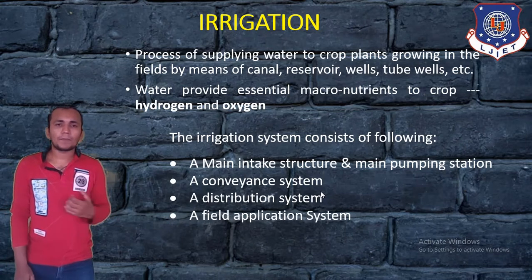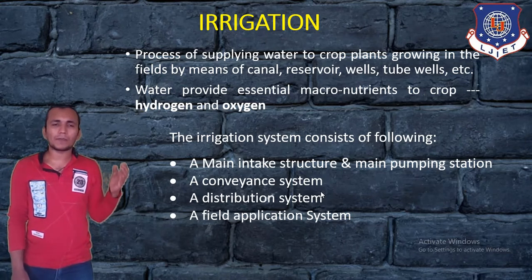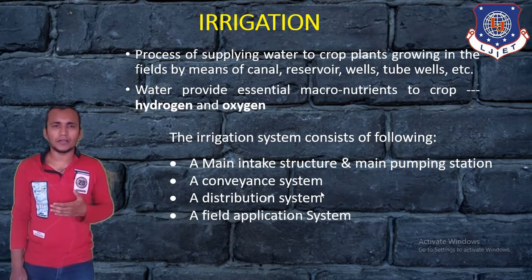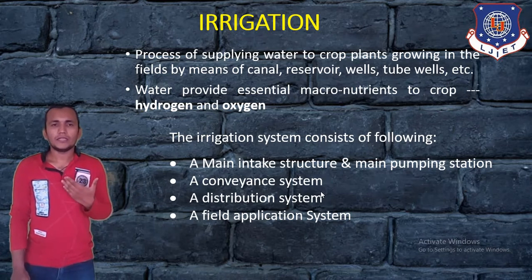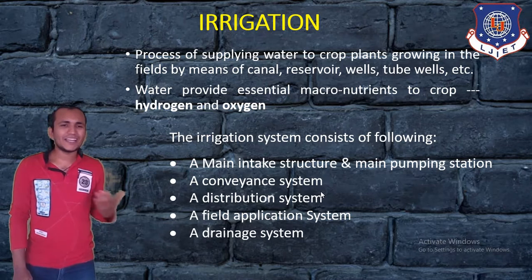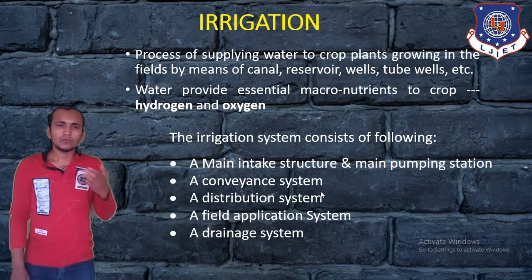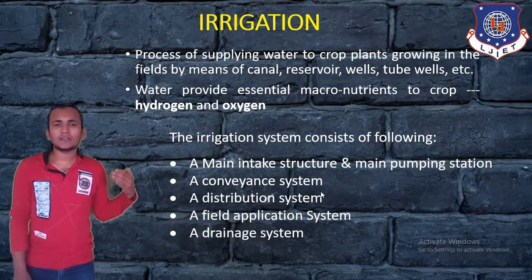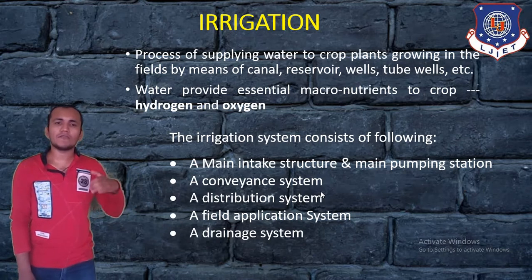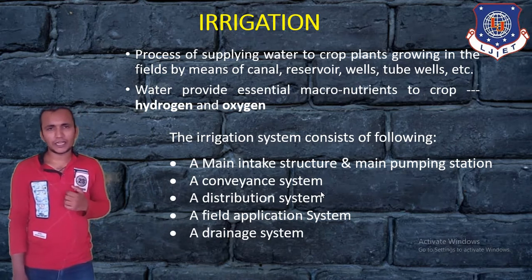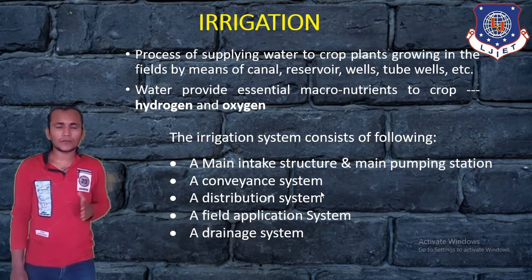Then a field application system. A field application system means our crop or plant or our farm, that is the field that requires water for irrigation purposes. Then the last is a drainage system. Drainage means we have to drain the excess water that is not required by the plant or crop back to our main intake structure. So those are the different parts of an irrigation system.